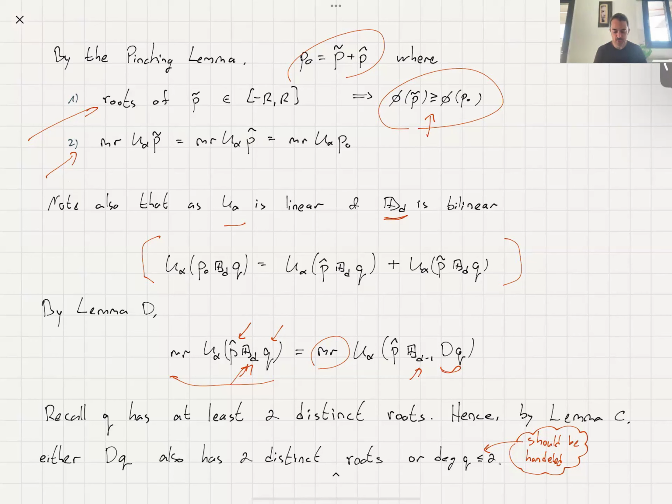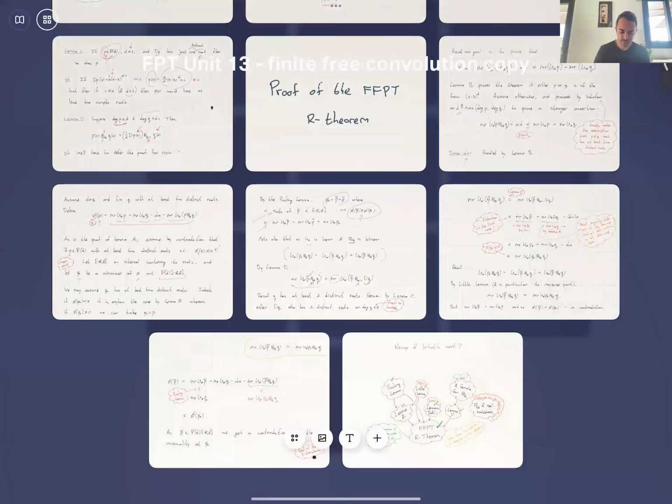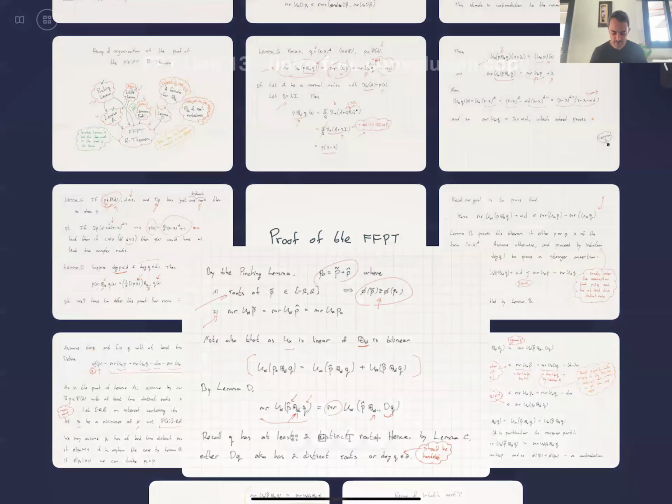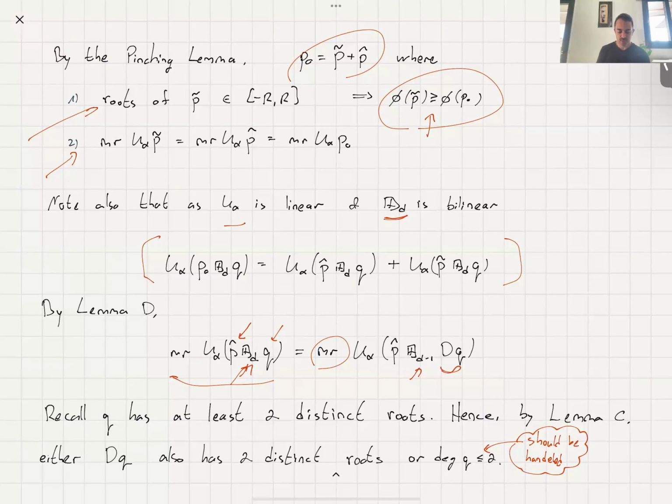And also we assume that Q has at least two distinct roots. So by lemma C, which let me just remind you, it's this little lemma that told you that if you know a polynomial is such that its derivative has just one distinct root, then it means that also the original polynomial has this property, assuming rootedness. So by lemma C, we know that DQ also has at least two distinct roots, right? Because if DQ doesn't have two distinct roots, then if it has a single root, then also Q should have one, but it has two distinct roots.